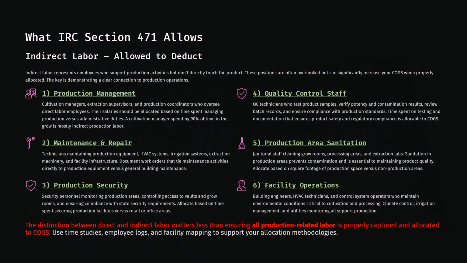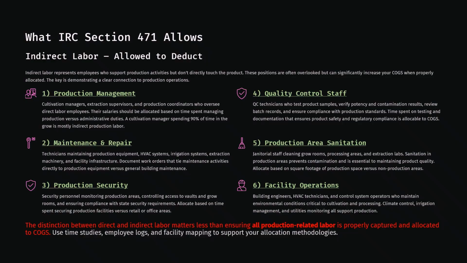Now let's talk about indirect labor. These are the folks who aren't directly trimming buds or operating extraction machines, but they still play a critical role in the production process. These employees are often overlooked when calculating COGS, but if you apply absorption costing under 471, their wages may be partially allocated to inventory. So let's walk through some examples.